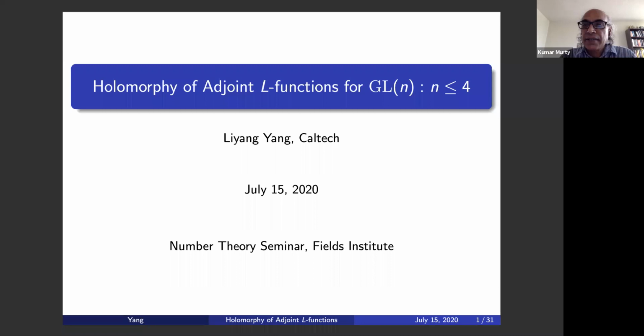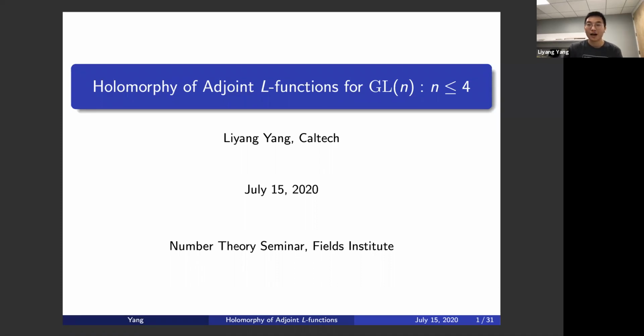We're delighted to have as our speaker today Liyang from Caltech, and he'll speak about holomorphy of adjoint L functions for GL_n with n less than or equal to 4. Thank you. Thanks for the invitation and thanks for watching. I'm glad to be here, and in this lecture I will talk about holomorphic continuation of adjoint L functions for GL3 and GL4. This is part of my thesis topic suggested by my advisor, Dinakar Ramakrishnan. I like it a lot, so hopefully this is interesting to you.